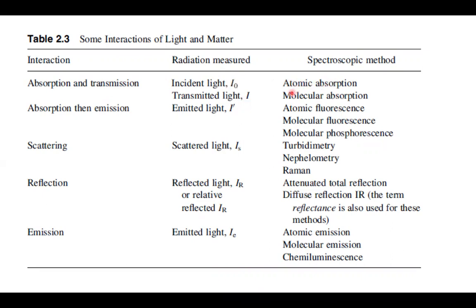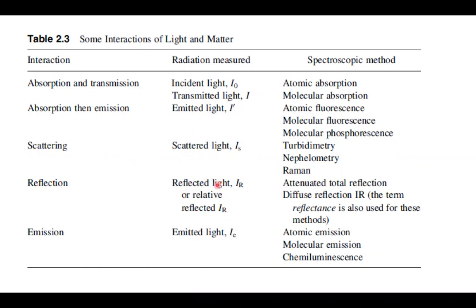So we have atomic absorption here, and we have molecular absorption. Then we have absorption, then emission. So we're getting emitted light, so we're getting measurements like fluorescence measurements and phosphorescence measurements. We'll talk about these kinds of measurements as we go through. Scattering then, things like turbidimetry and nephelometry and Raman spectroscopy. Won't really talk about this so much in this course.